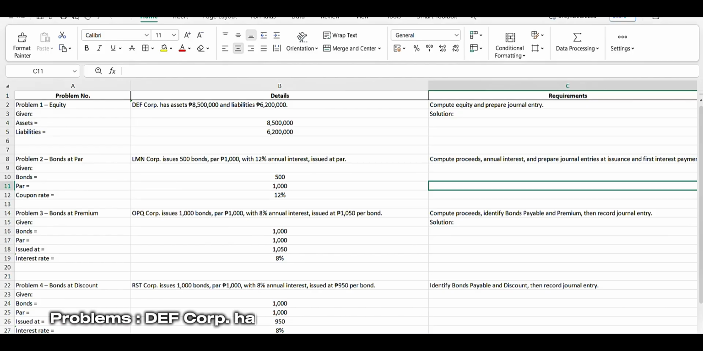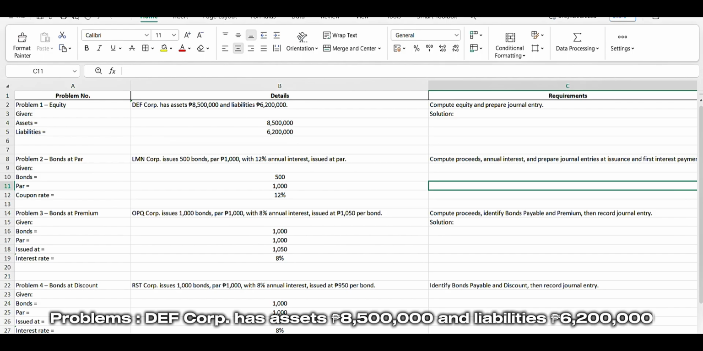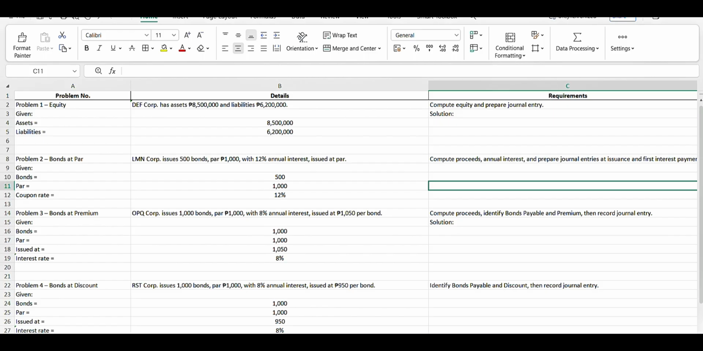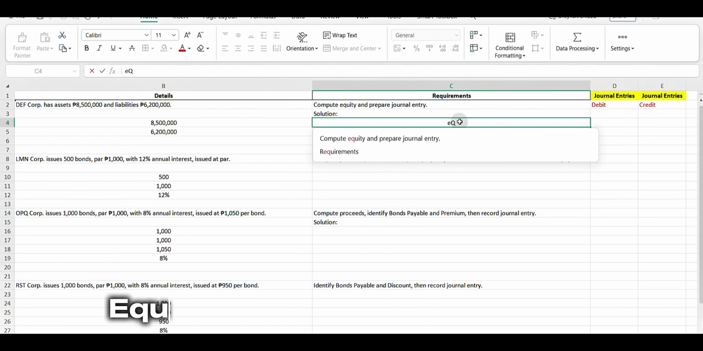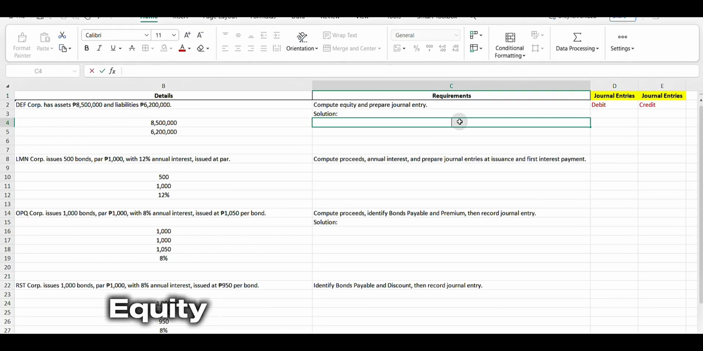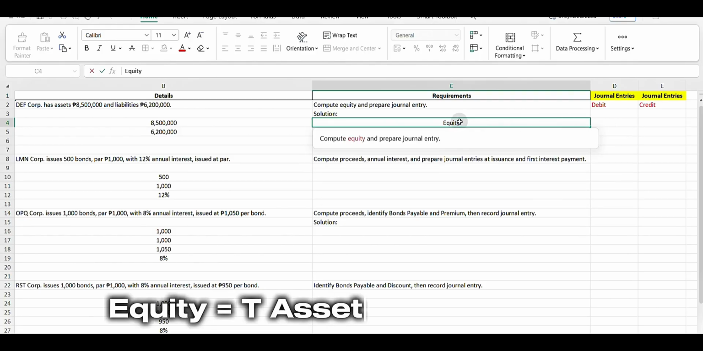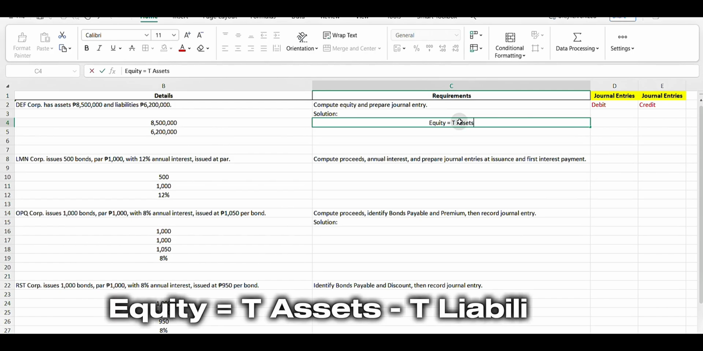DEF Corporation has assets of 8,500,000 and liabilities of 6,200,000. Again, the givens are the assets and the liability. So we assumed that these are the total prices of assets and liabilities. Now, if you remember to compute the equity, we just need to follow the simple formula. That is equity is equal to total assets, let's just say T assets, minus the total liabilities.